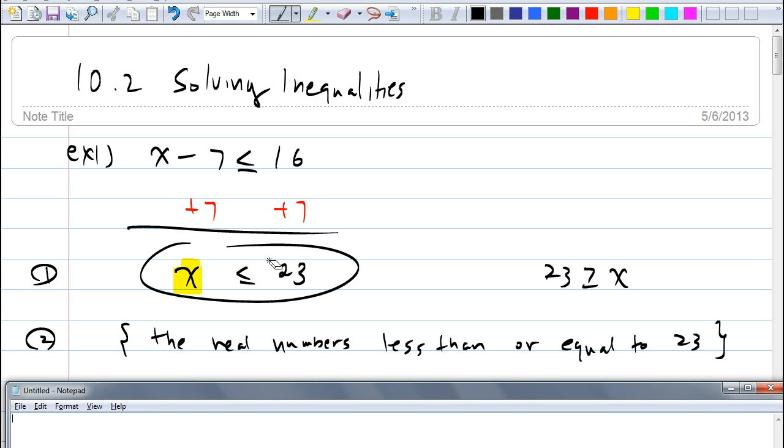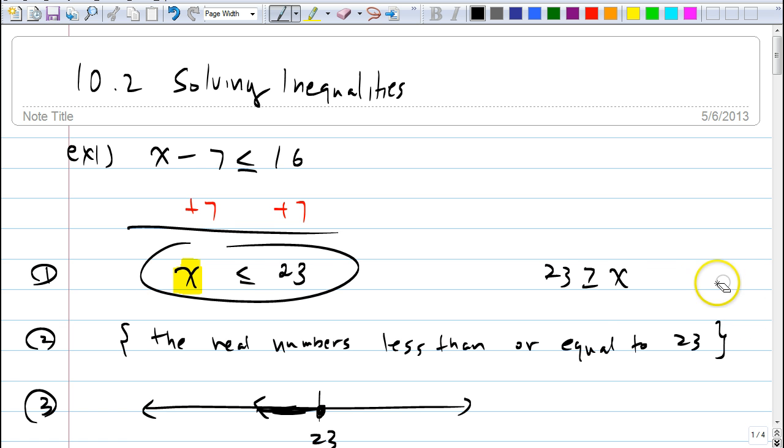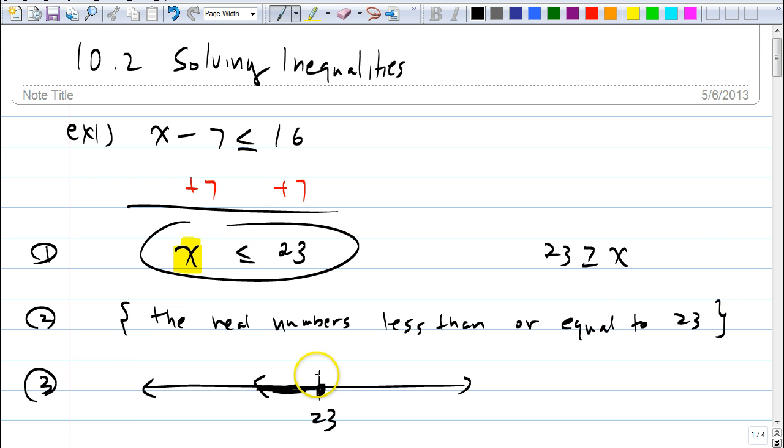Does that make sense? And of course, we know how to write this as a graph, don't we? Isn't this the graph we get? We have 23 there, and then everything on the left side of it. How come there is a closed circle at 23? Why isn't it an open circle? Yes? Yeah, because it says x is less than or equal to. What if it was just less than 23? x is less than 23. Yeah, you would have an open circle. Does that make sense? You guys remember this?